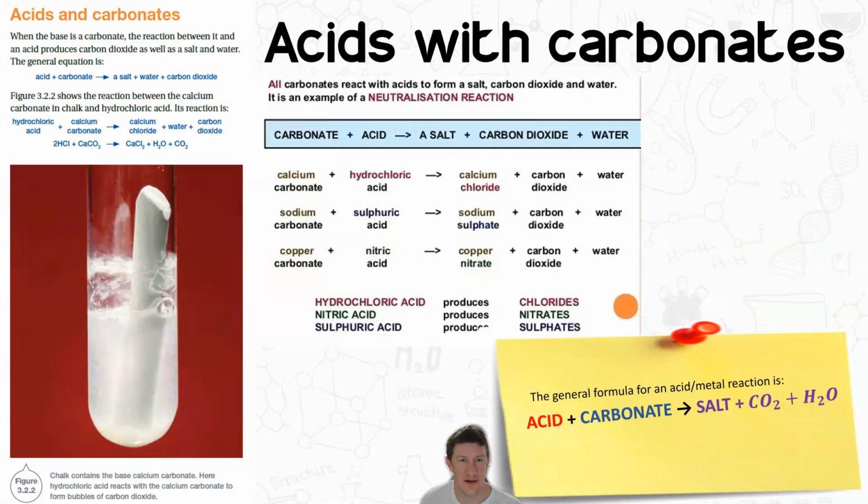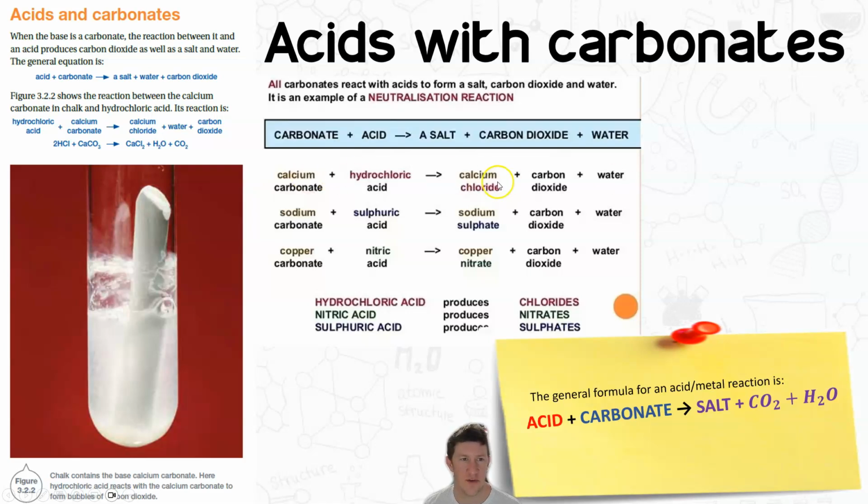So let's look at the reaction. Acids with carbonates form a salt plus water plus CO2. So it's almost the same as acid-base. We've got the salt and water, but we're adding CO2, carbon dioxide. So it produces bubbles. It's going to bubble away and produce a gas. But that gas is not hydrogen, it's CO2. So we can look at some examples. Calcium carbonate plus hydrochloric acid gives you calcium chloride plus carbon dioxide plus water.